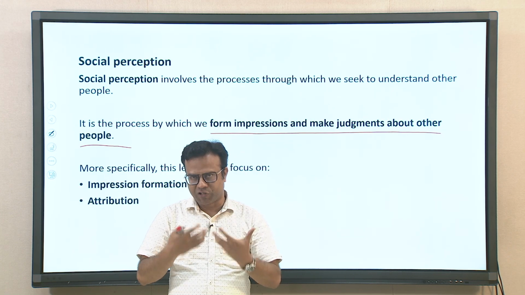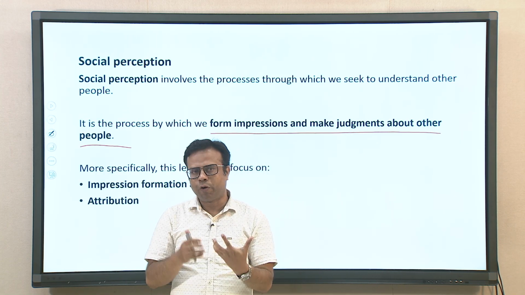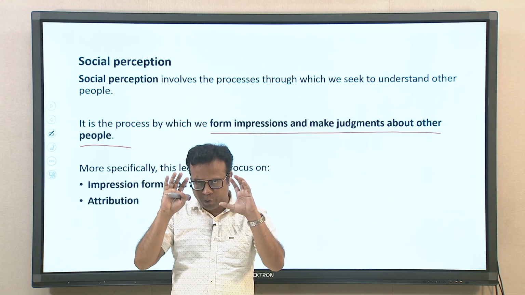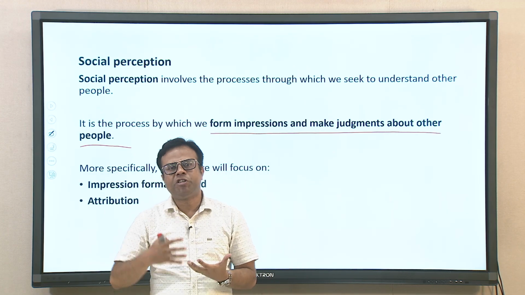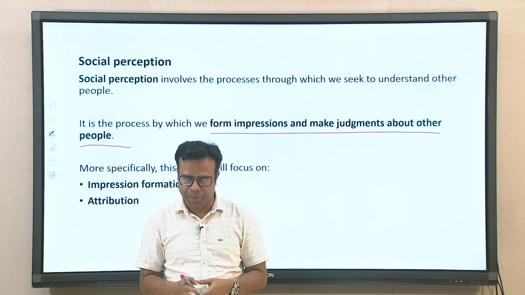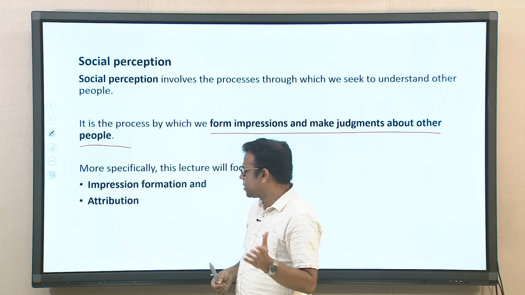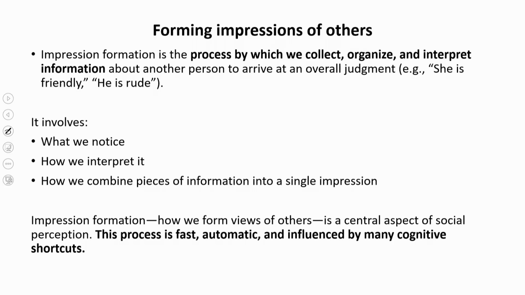That is one of the important concepts we discuss in social perception: how do we form impressions when we see someone, and what kind of impression do we get about that person? That is one important part of social perception, how we judge other people, how we judge the behavior of other people and the causes of their behavior. These all come under social perception. More specifically, we will discuss in this lecture the concepts of impression formation and attribution, which broadly come under social perception. Forming impressions of others means how you make judgments about other people, about their characteristics, their qualities and so on.